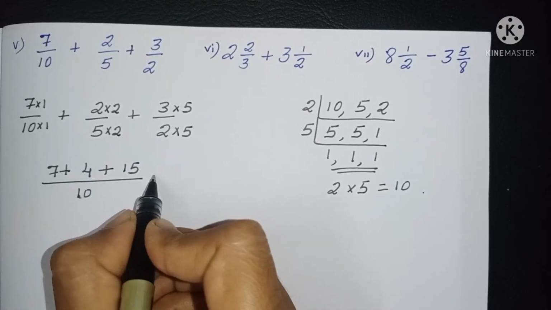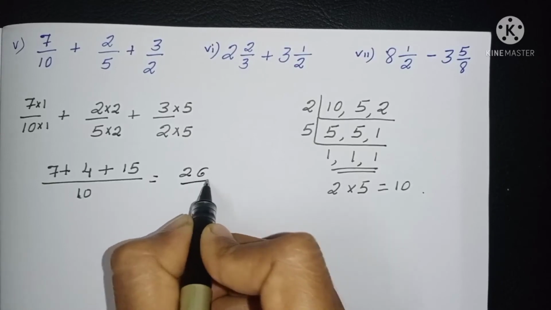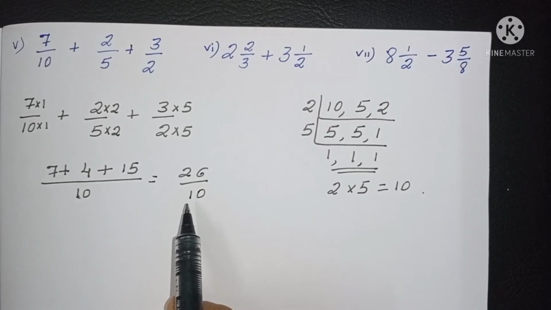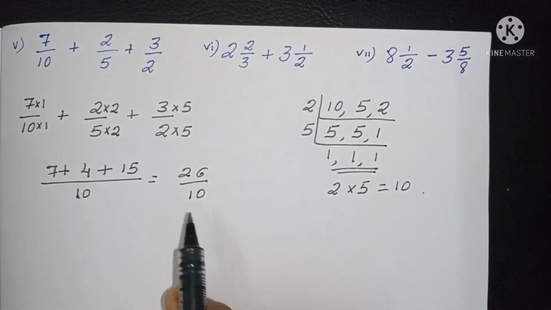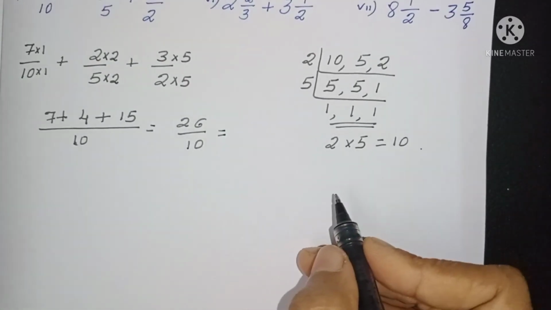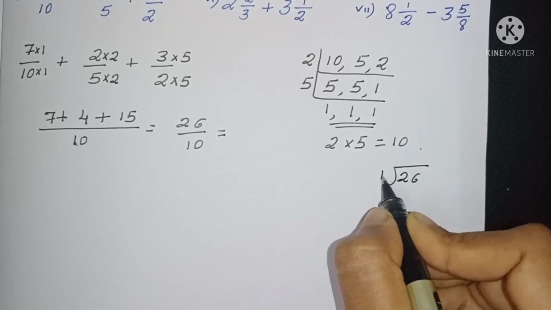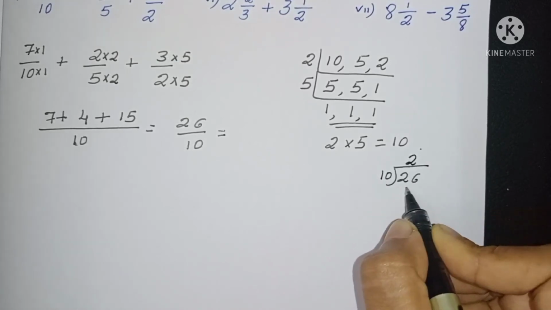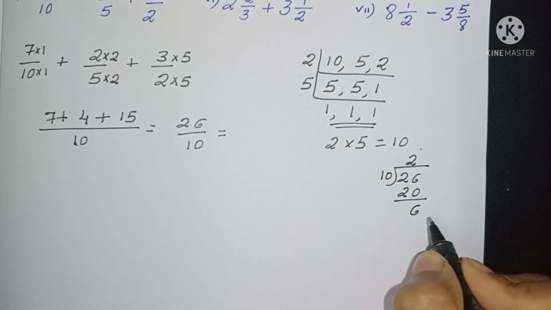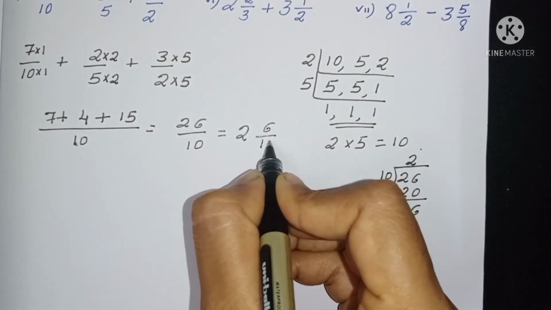7 plus 4, that is 11. 11 plus 15 is 26 by 10. So if you are seeing 26 by 10, it is an improper fraction. So we have to convert that into a mixed fraction, that is by the division method. 10 2s are 20. 26 minus 20, it will give you 6. So the answer will be 2 6 by 10.